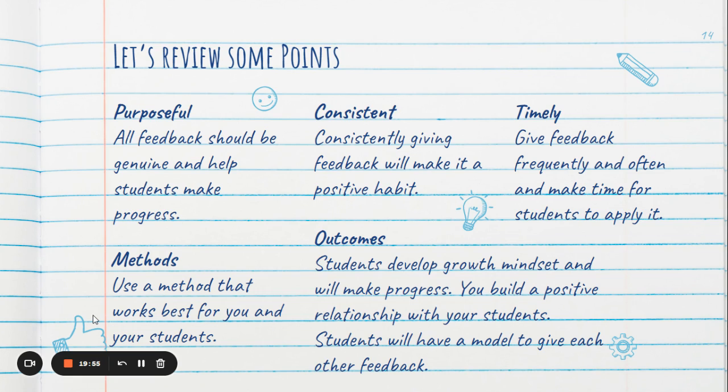Because our ultimate goal, no matter what we do with our feedback, we want our students to develop that growth mindset, to make progress, and we want to build a positive relationship with our students where it's not just the teacher is just giving me a bad grade because they don't like me. No, my teacher is really there to help me. And that's the best thing that any of us want to do, is that we want to know that we're helping kids. And we also will be able to give students a model of how to give each other feedback, especially if we want to do groups and have the kids giving peer feedback or peer review.